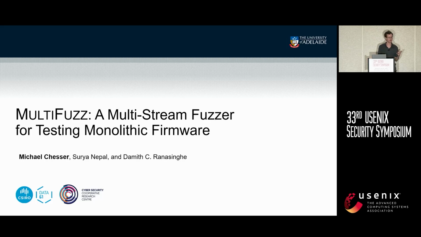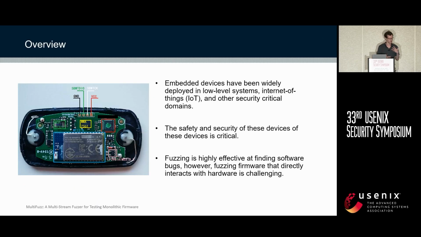I'm going to be talking about our research into trying to make bare metal or monolithic firmware fuzzing better in our paper, MultiFuzz: a multi-stream fuzzer for testing monolithic firmware. The first thing I wanted to talk about is exactly what type of firmware we're looking at, and that's the one where it performs direct hardware accesses without any kind of easily harnessable hardware abstraction layer and no operating system in between.